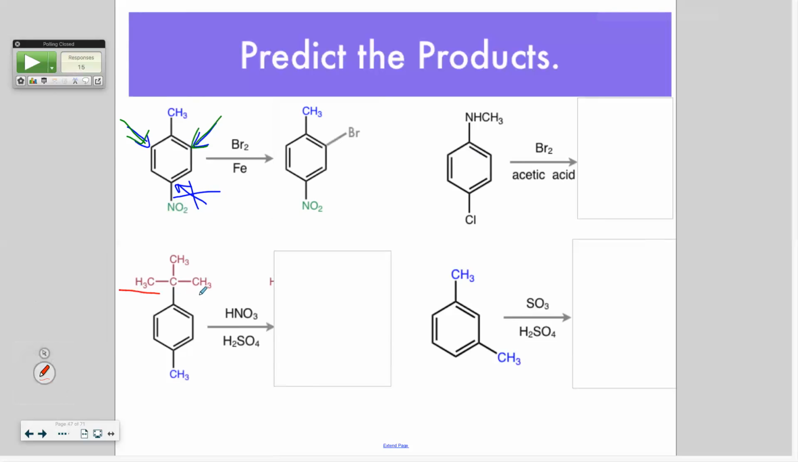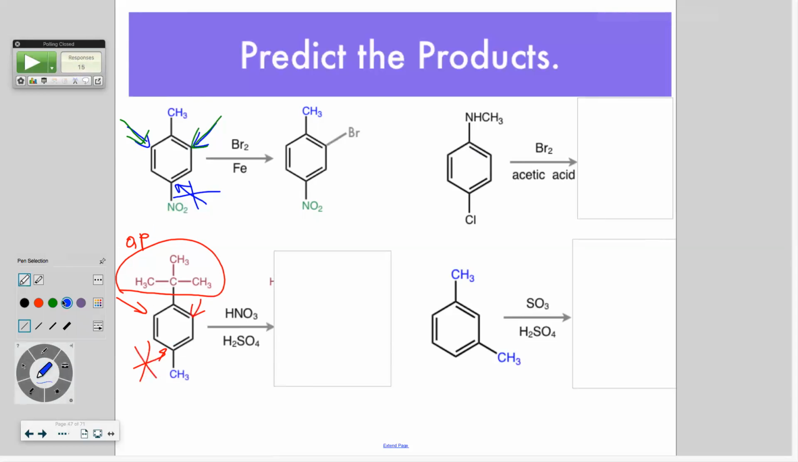Well, what kind of group is this? It's an alkyl group, so it's OP, right? Okay, so what spots is it directing to? O and P. And what can we say about the P spot? It's taken. All right, what is the methyl directing to? Its own O and P. And what can we say about its P spot? It's taken.